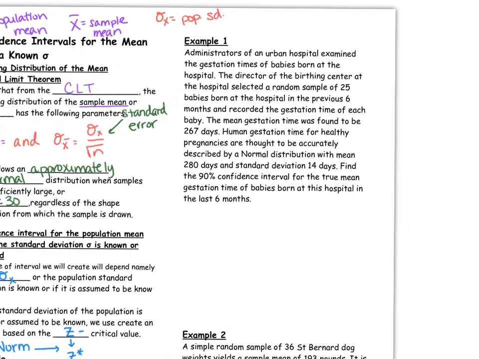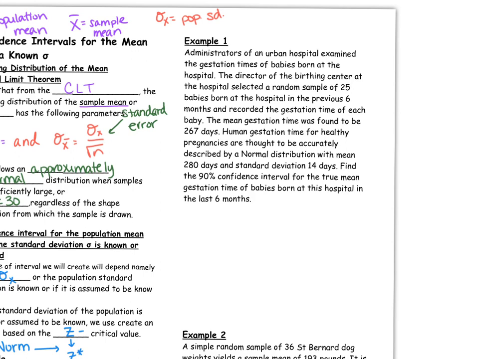So to make the interval, here's what happens. Administrators of an urban hospital examine the gestation times of babies born at the hospital. Does everybody know what gestation time is? What is it? It's how long a person is pregnant for. It's just pregnancy, all right?